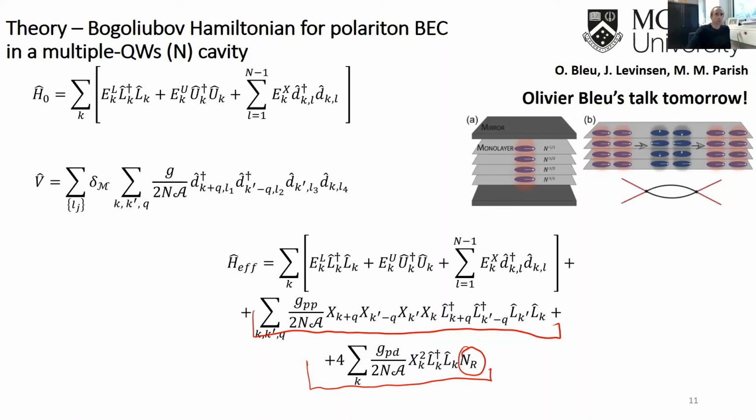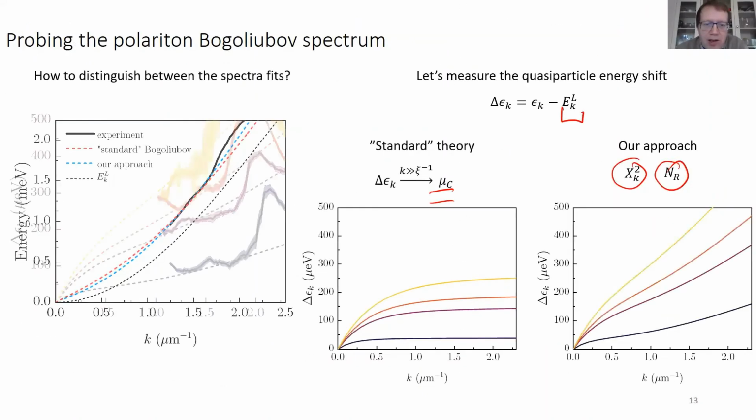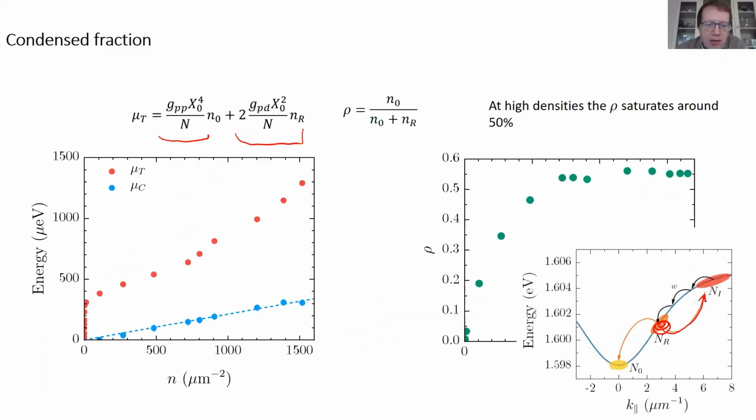Alexei, can you ask your question? Yes, so there were predictions that the polarization should also matter. So if you have a linearly polarized condensate, then the dispersion branches of co-polarized and cross-polarized excitations should be split. So any evidence of that?